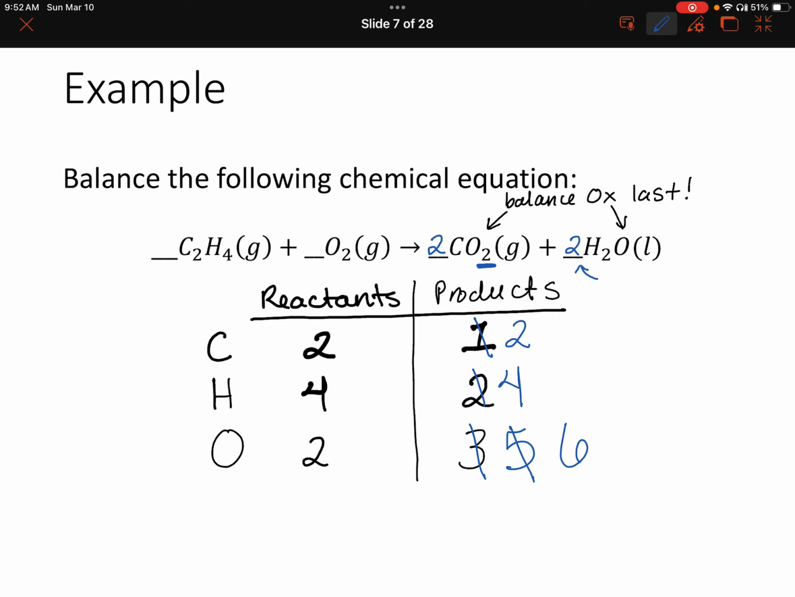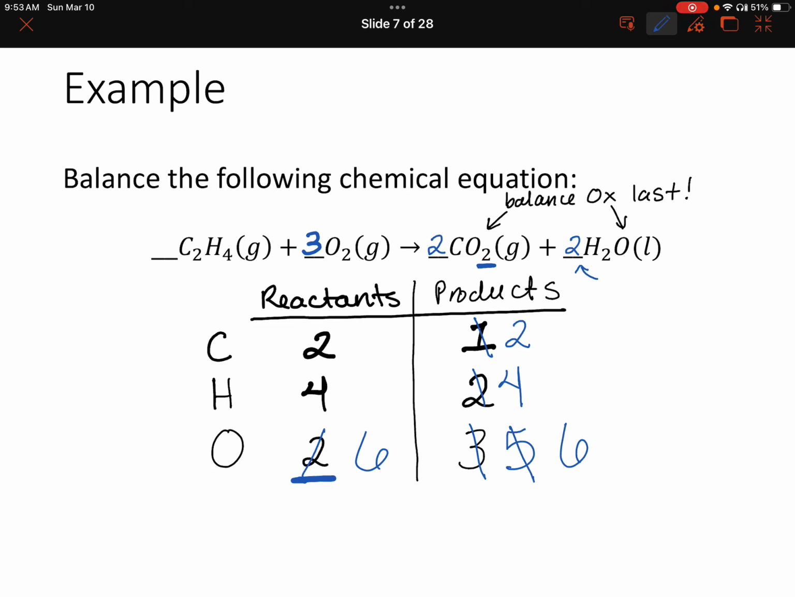So what can we do to balance oxygen? Because we only have 2 oxygens in the reactants. How can we get that to 6? Well, we can just multiply O2 by 3. So that will give us 6 oxygens.